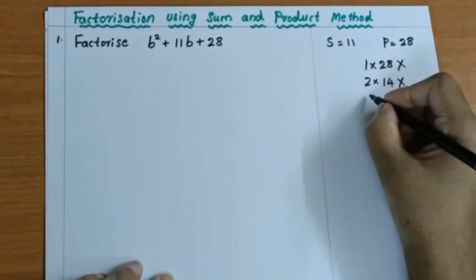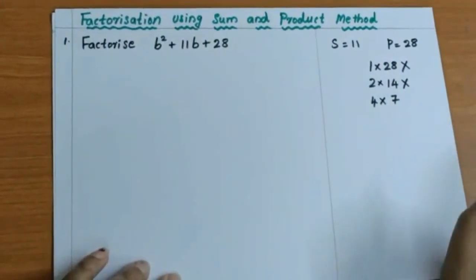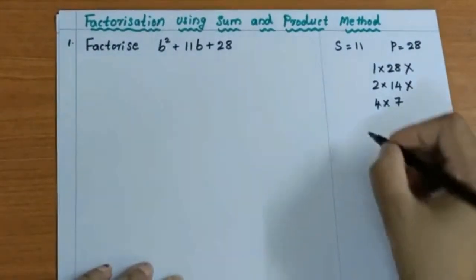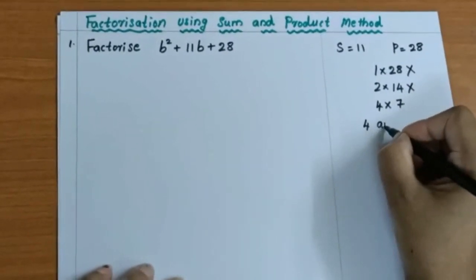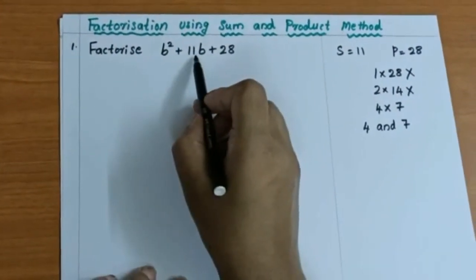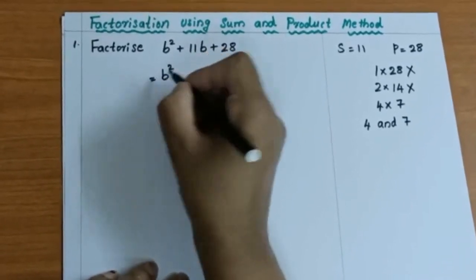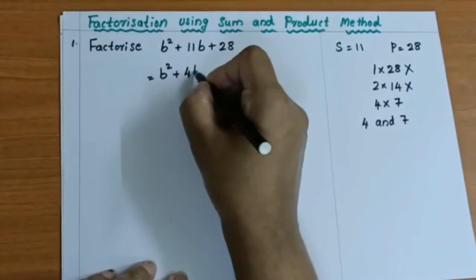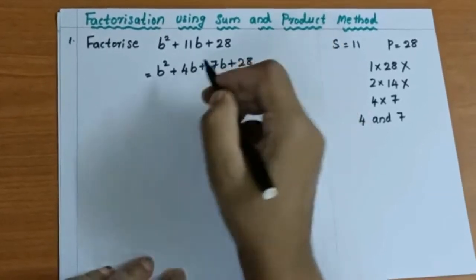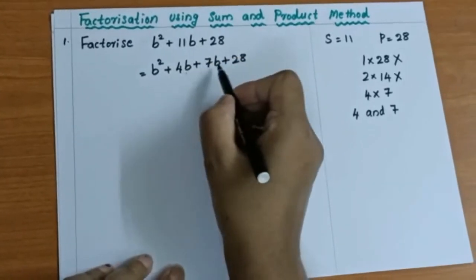So we cannot choose 2 and 14 also. Then the next factor is 4. 4 times 7 will be 28. When we are adding 4 and 7, the answer will be 11. So we can choose the numbers 4 and 7. Using 4 and 7, we can expand the middle term. So we can write b square plus 4b plus 7b plus 28. We had expanded 11b as 4b plus 7b.